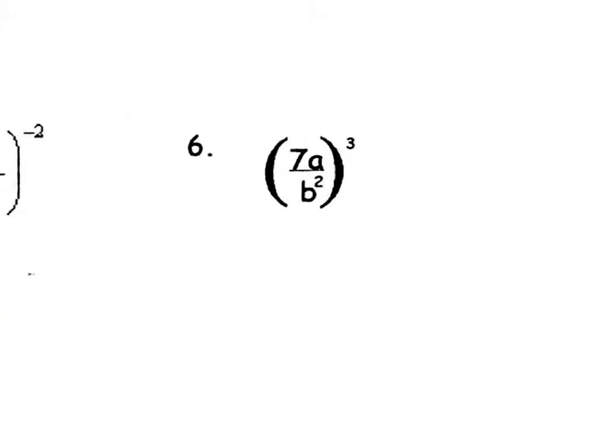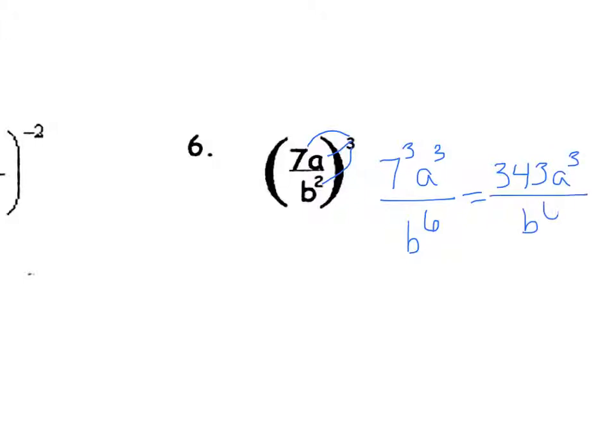Number 6, the problem looks a little different, but these are just overgrown parentheses here. But you're going to distribute to all pieces. Meaning this is not 7 times 3, it's 7 to the third, and a to the third over b to the 6th. The only thing that needs to be done here is just a little bit of simplifying. 7 to the third is 343. Since you have different letters here, these cannot simplify. Therefore, this is your answer.